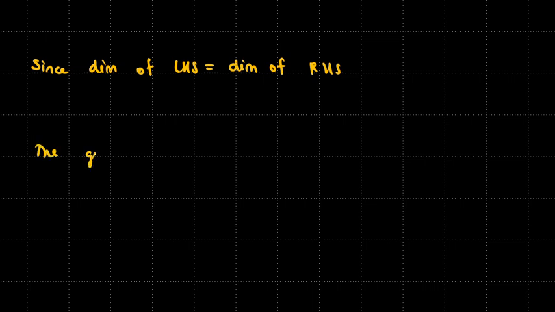So we can conclude by writing: since the dimension of LHS is equal to the dimension of RHS, we can say that the given relation is dimensionally correct. It may not be physically correct, but it is dimensionally correct.